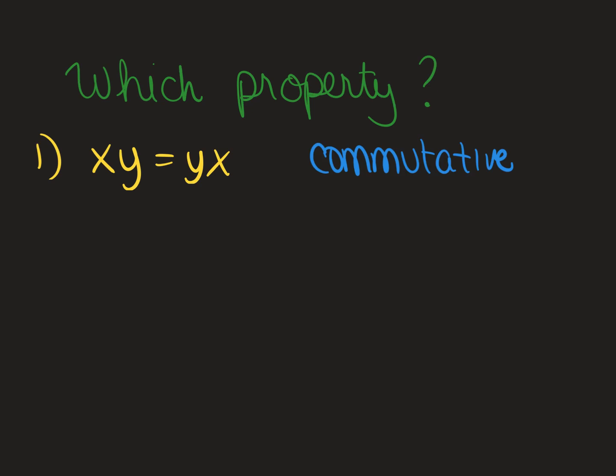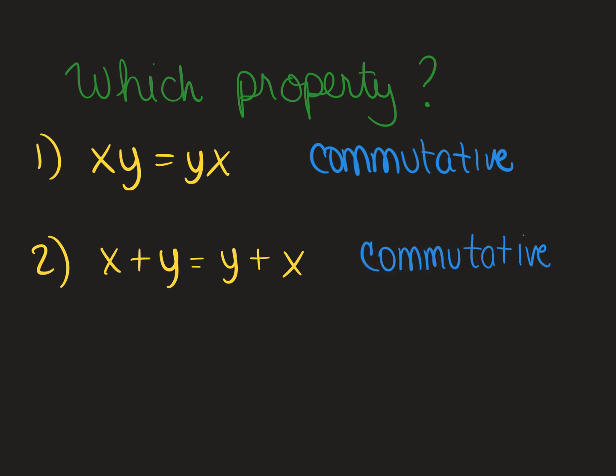The answer was commutative. The commutative property, because I switched the order. X was first and now X is last. Y was last and now Y is first. Okay, next question. Which property is that? The answer was commutative again. X plus Y, the first guy is last and the last guy is first.